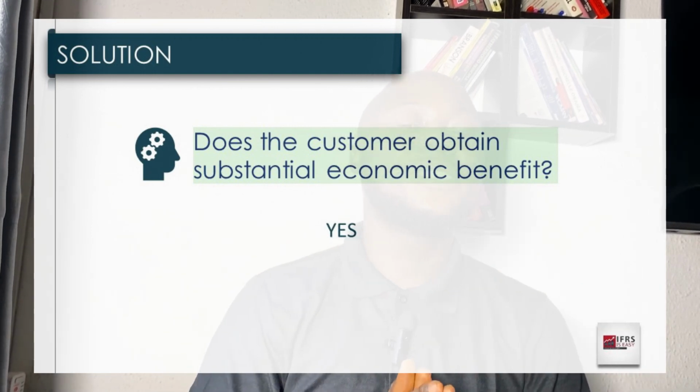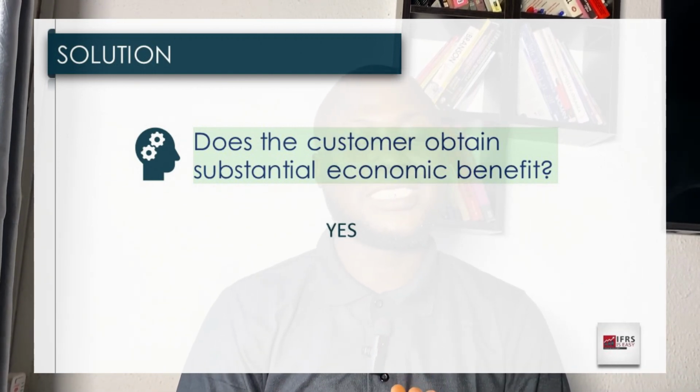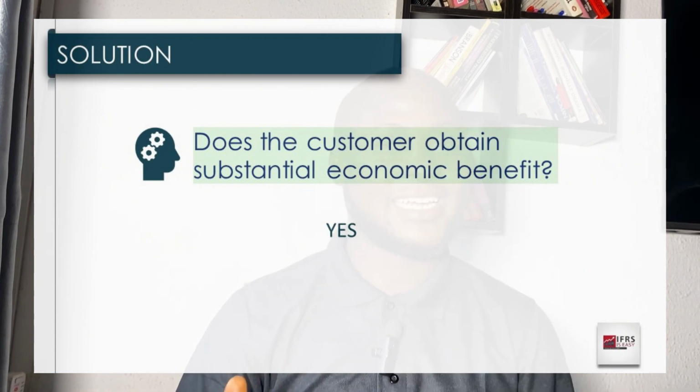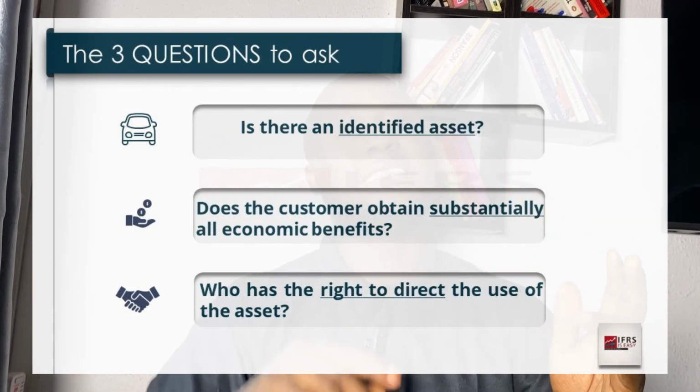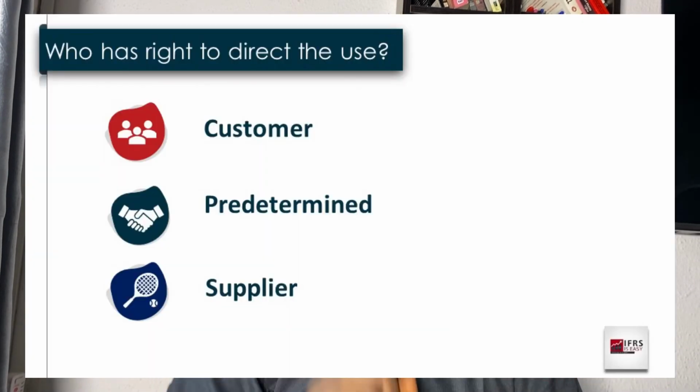Now, the third one, which seems like the most important one, is: who has the right to direct the use? There are three items to look at. Is it the customer that has the right? Is it the supplier? Or is it predetermined in the contract?